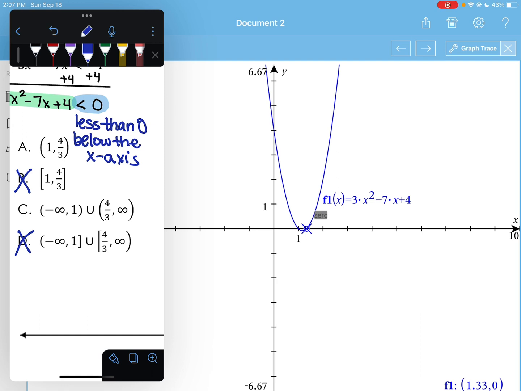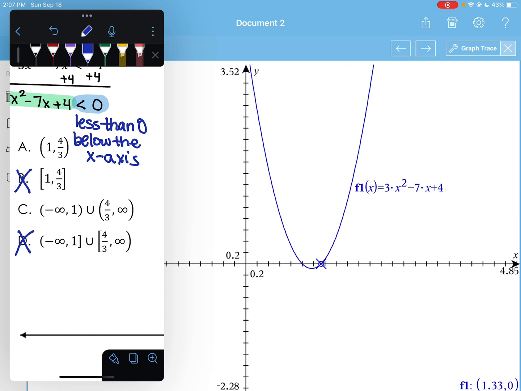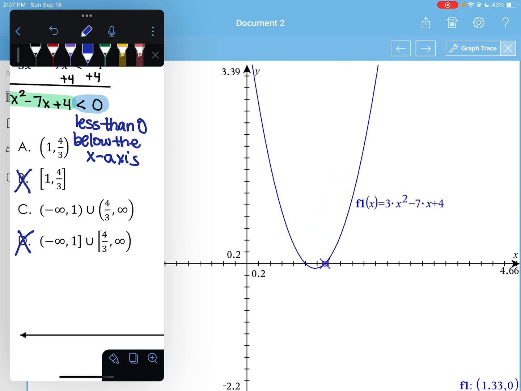I want it below the x-axis. Well, below the x-axis is between 1 and 4/3, or 1 and 1.33. So that would leave me with answer choice A. It is above the x-axis from negative infinity to 1 and then 4/3 to infinity. That would be if it was greater than 0, but this is less than 0.